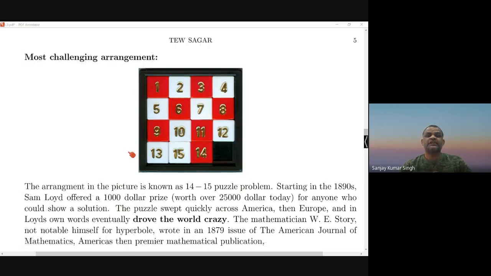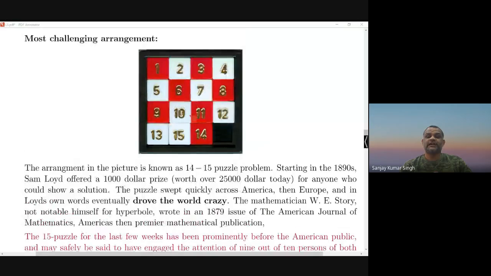The most challenging initial position was like that. I believe this arrangement was discovered by a lawyer, but I don't care. This arrangement is called the 14-15, I think 15-14 puzzle. I have written it wrong. The arrangement in the picture is known as the 15-14 puzzle problem.